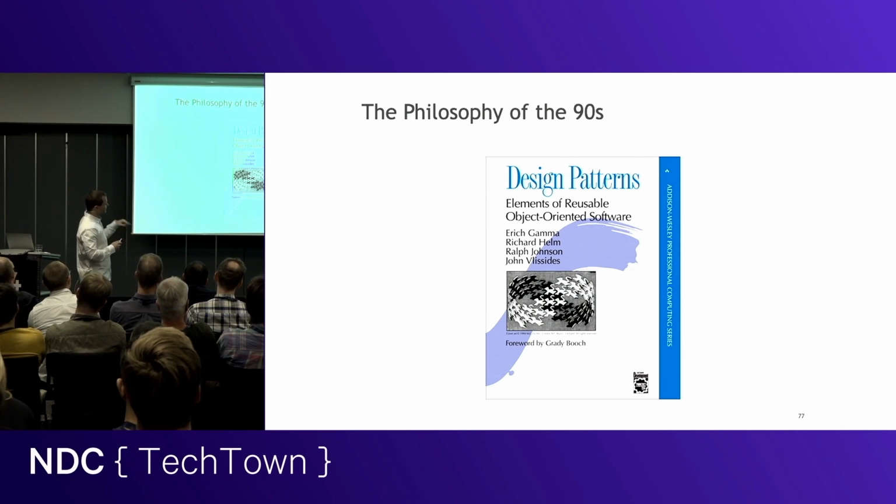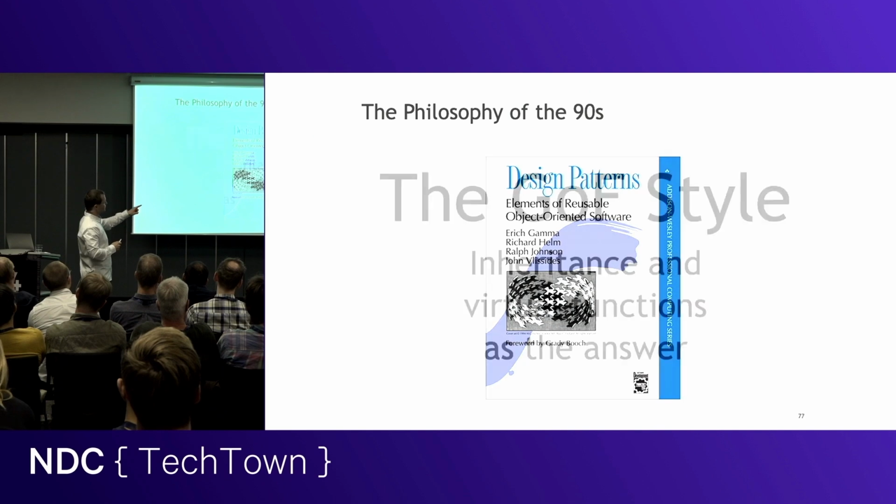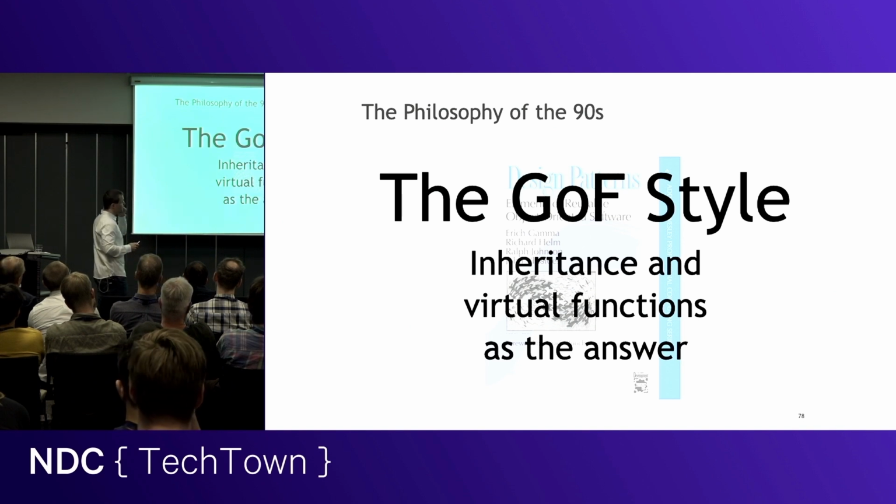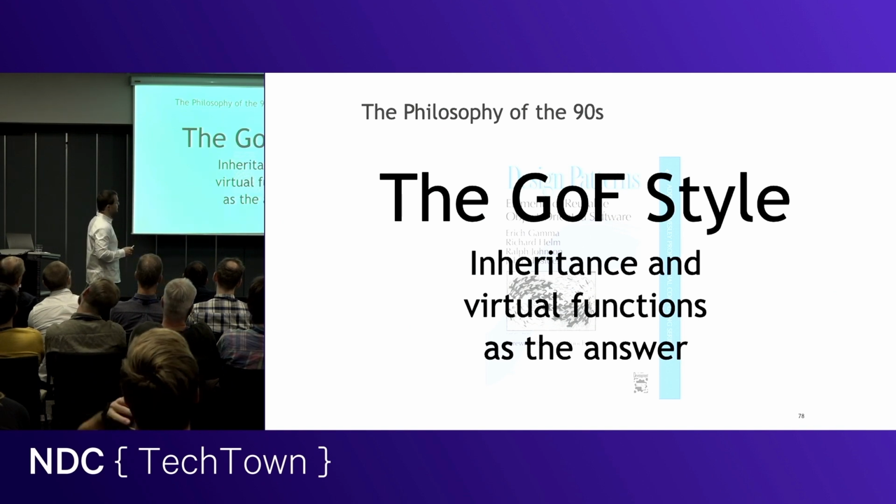And so the style that you just saw is pretty much from this book, the GOF style, where inheritance and virtual functions pretty much are the answer to all the problems. Okay, almost. 21 of the 23 patterns are based on inheritance.